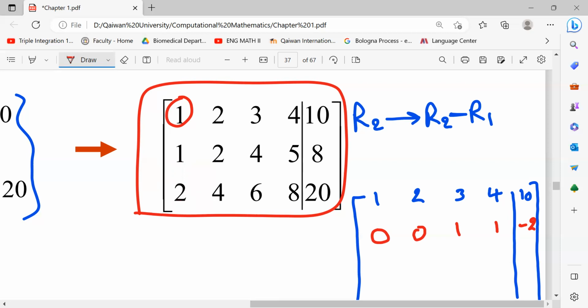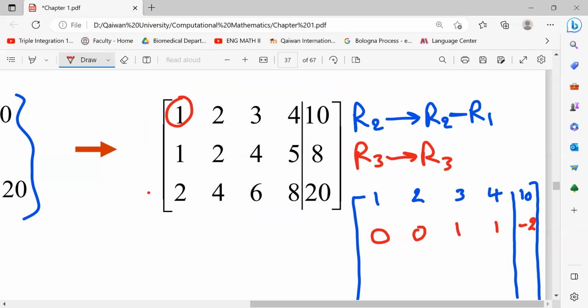How? We say row 3 is row 3. What should I multiply by this and add to this one to get 0? Minus 2 what? R1. Because this element is in R1, we say minus 2 R1.